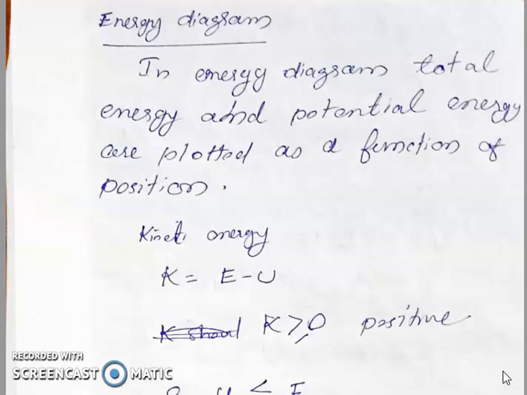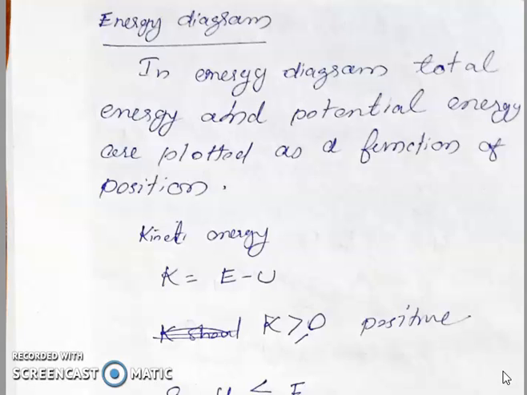What do you mean by energy diagram? An energy diagram is a graph, a pictorial representation of energy and potential energy as a function of position. We will represent position along the x-axis, and energy along the y-axis. In the graph we will represent total energy and potential energy. If we are representing only potential energy, the graph will be called a potential energy curve.